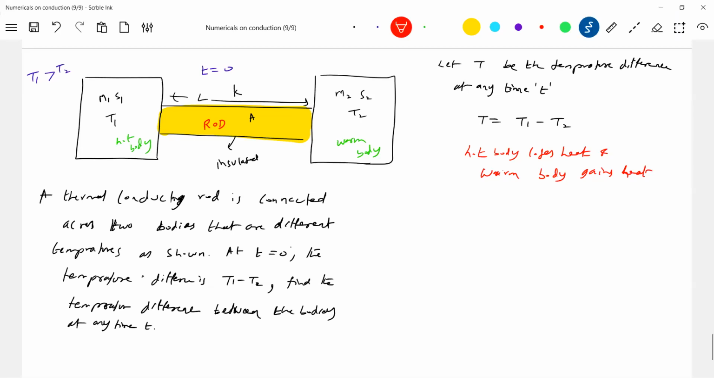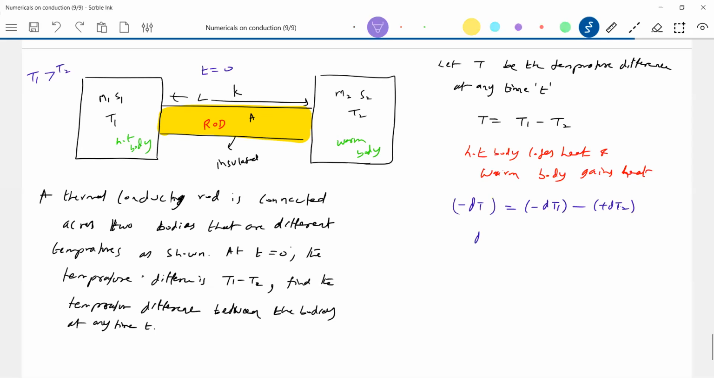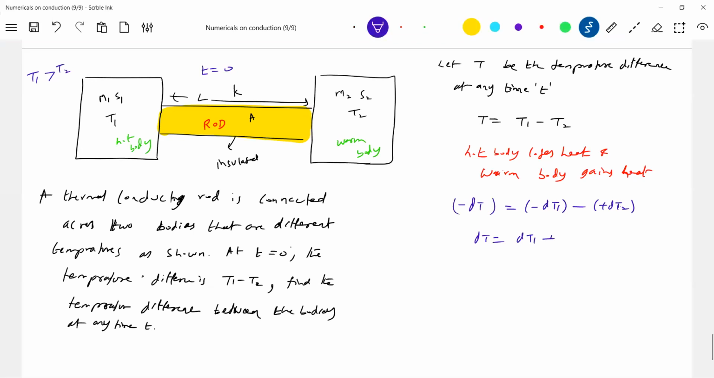Okay, the integration will end up like this. dT is equal to, I'll put a negative sign. At least you should justify why this negative sign. Temperature difference will decrease. Temperature of the hot body will decrease. Temperature of the warm body will increase. So therefore this will become dT1 plus dT2.